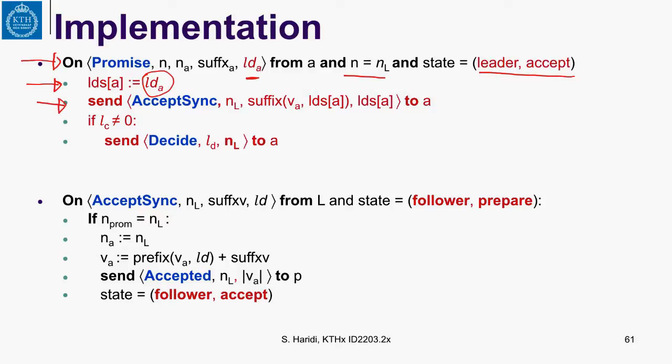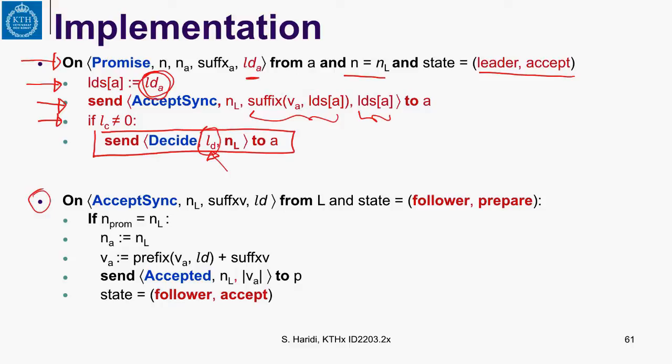And then we send a synchronizing accept with the suffix of the accepted sequence at the leader, and this is the decided sequence index at the replica. And in case the variable LC is not 0, in fact it means it is greater than 0 because it cannot be negative, then we send also to the replica the new index of the decided sequence. So in this case, this index is definitely larger than this. So this is new information to the replica saying now we have decided on more commands in the log or in the accepted sequence.